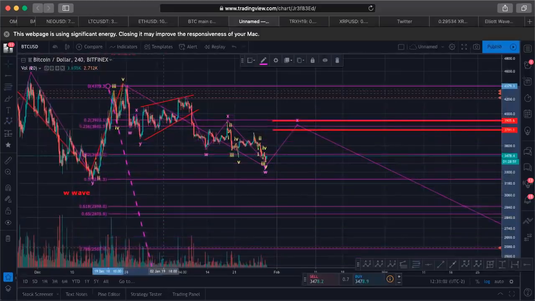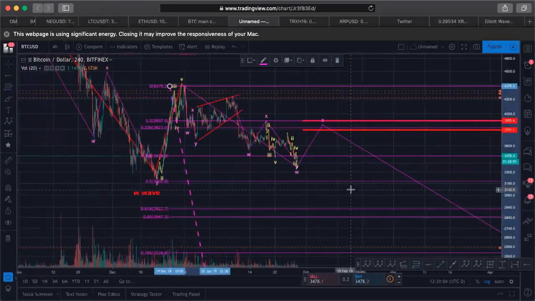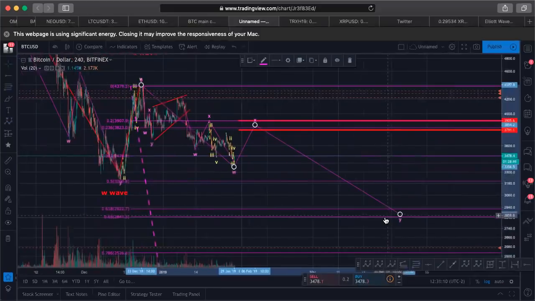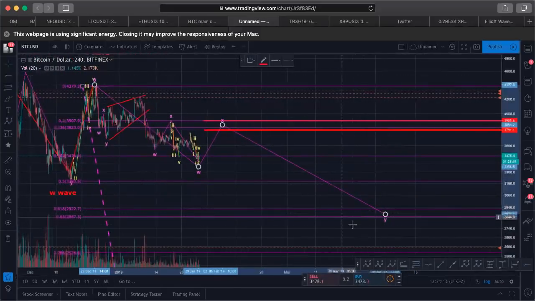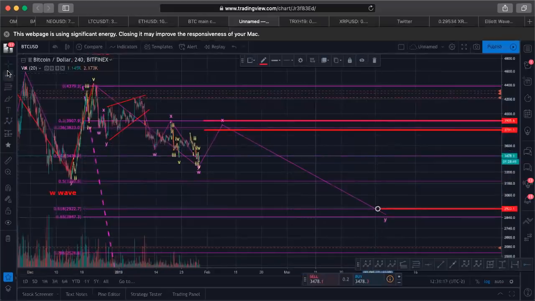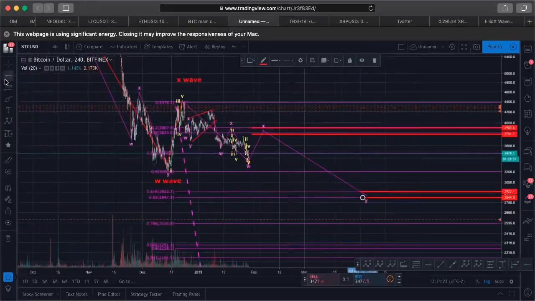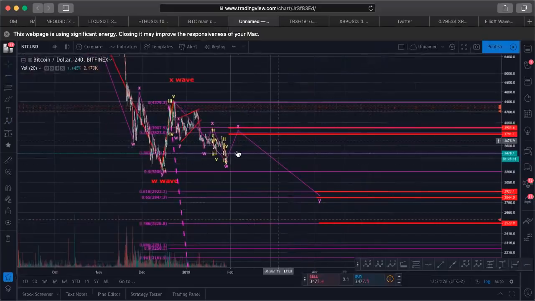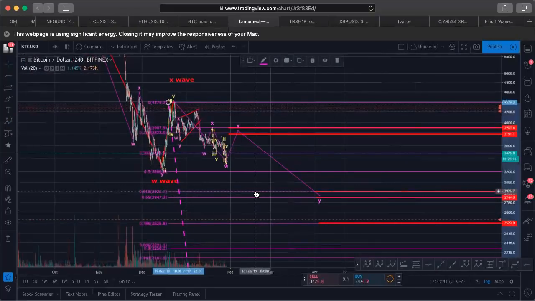Now, where do I think we're going to go after that? Backing out, we should essentially head somewhere to this region here, the 2922, 2847, or even as low as here. Okay, but once we get more information of this chart, once we finish up our X wave here, and then we start to get the next kind of drops down, it'll be easier for us to see where we'll end up at the end here.